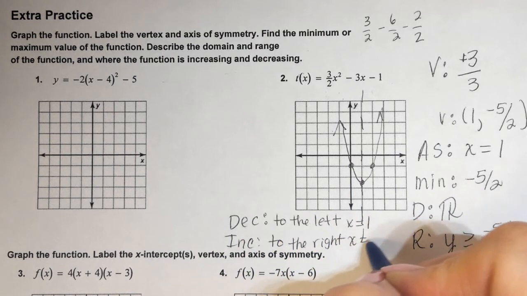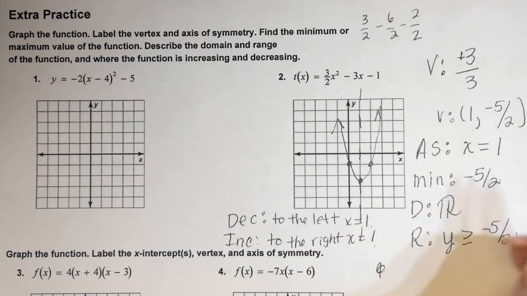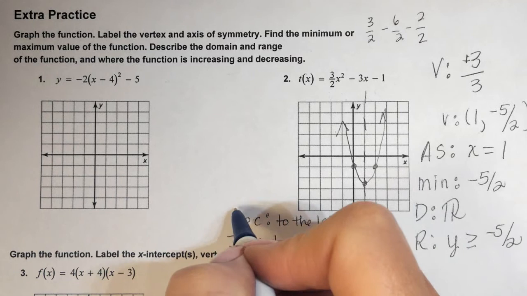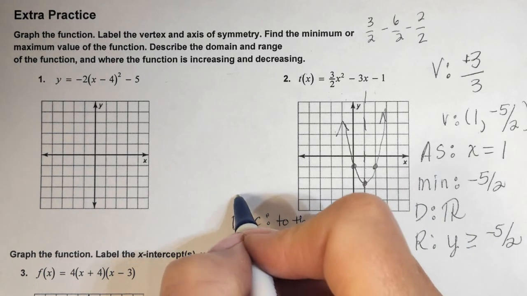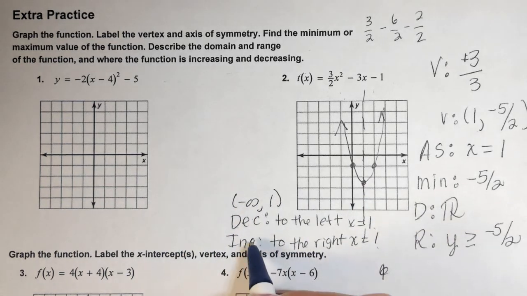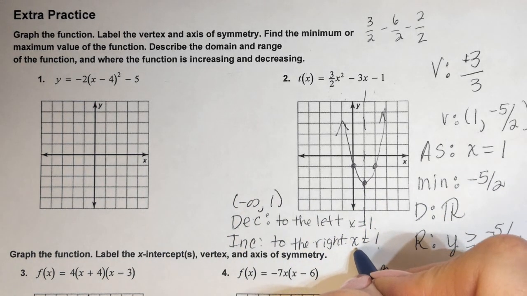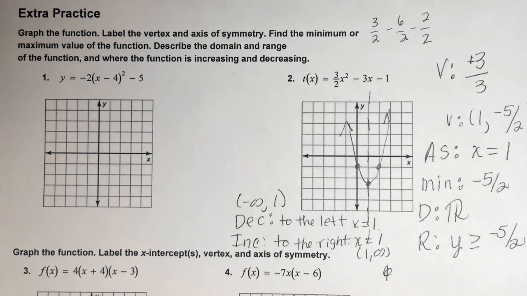Now, again, on our test, I'm going to want this in interval notation. How do I write to the left of x equals 1 in interval notation? -infinity to 1. And then increasing to the right of x equals 1, what do we write? 1 to infinity. Very good.